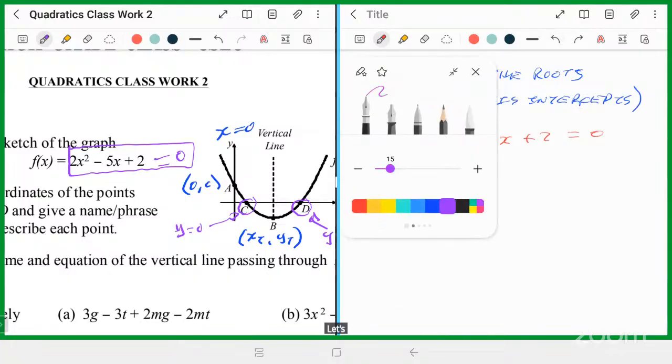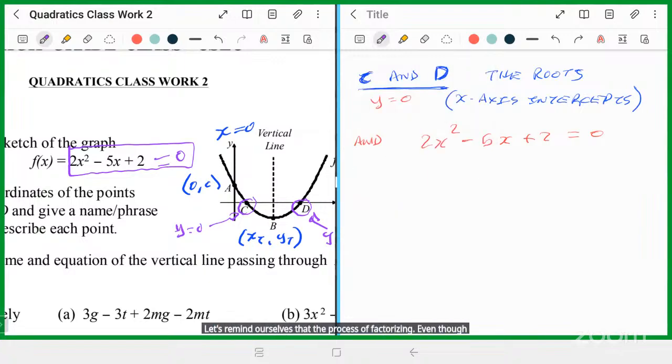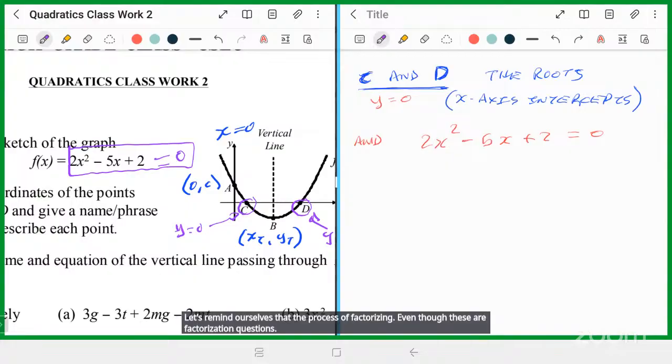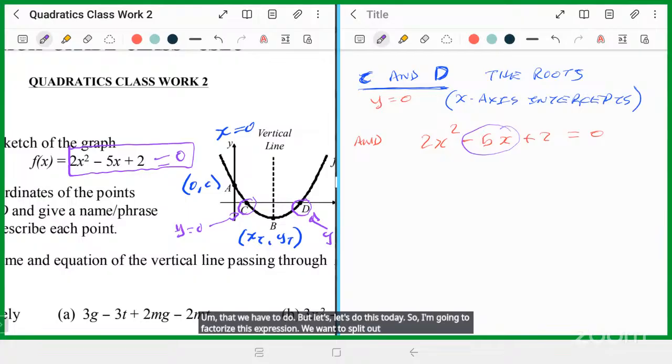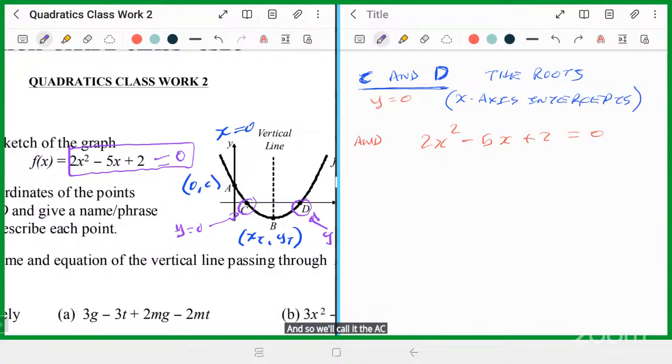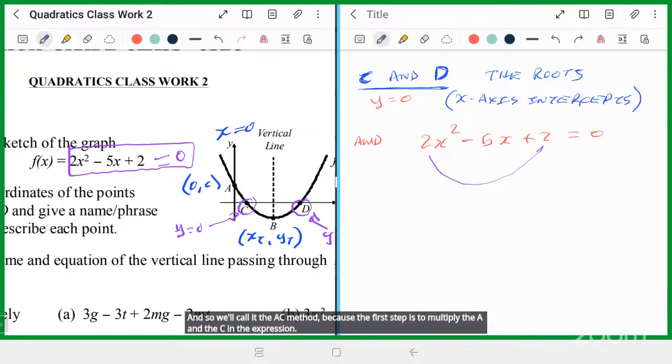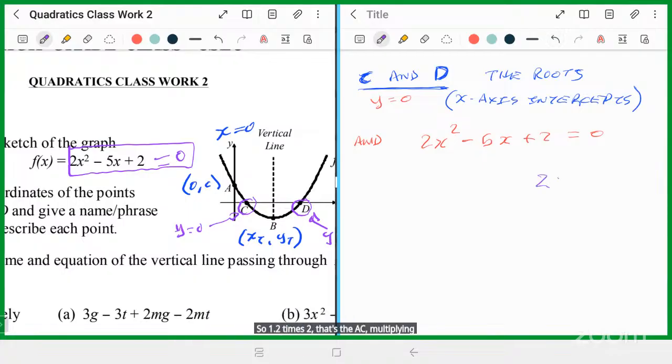Let's remind ourselves of the process of factorizing, even though there's a factorization question that we'll have to do later. We want to split out this middle term, remember. We call it the AC method because the first step is to multiply the A and the C in the expression. Multiplying 2 times 2, that's the AC, which is 4. You want to find factors of that 4 that add to the middle term of negative 5.